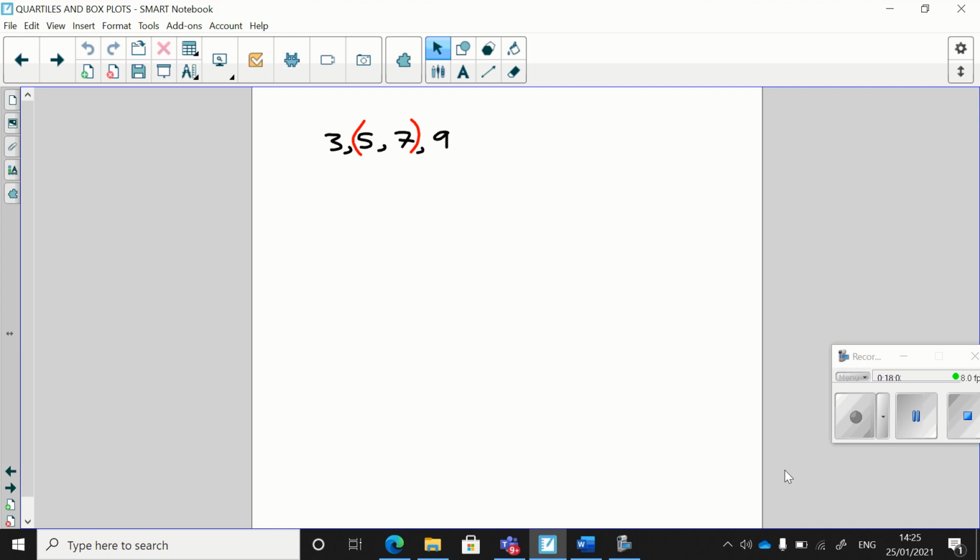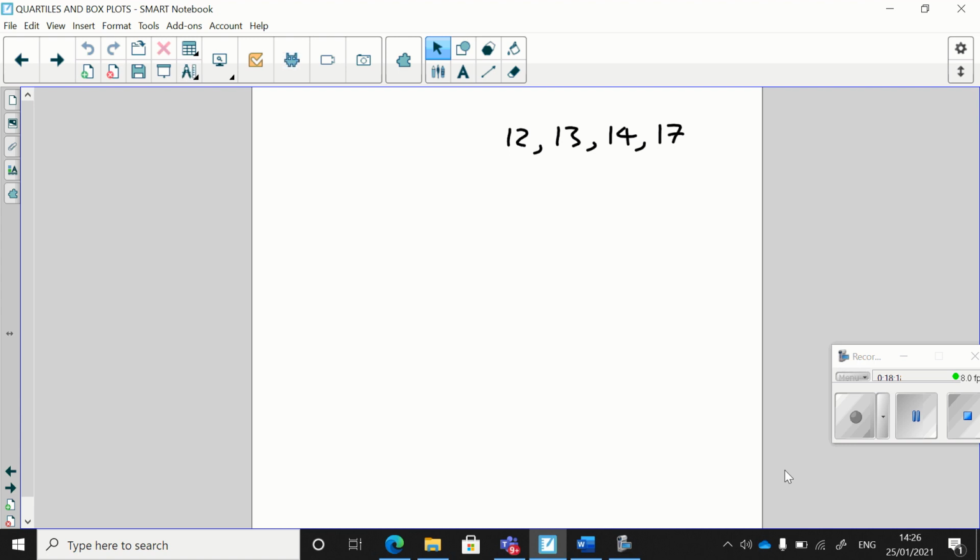If in doubt, just add them together and divide by 2, and that will be your first quartile. Common sense would hopefully tell you what number lands between 5 and 7, and hopefully that's 6. So that was the left-hand side, that's our first quartile.